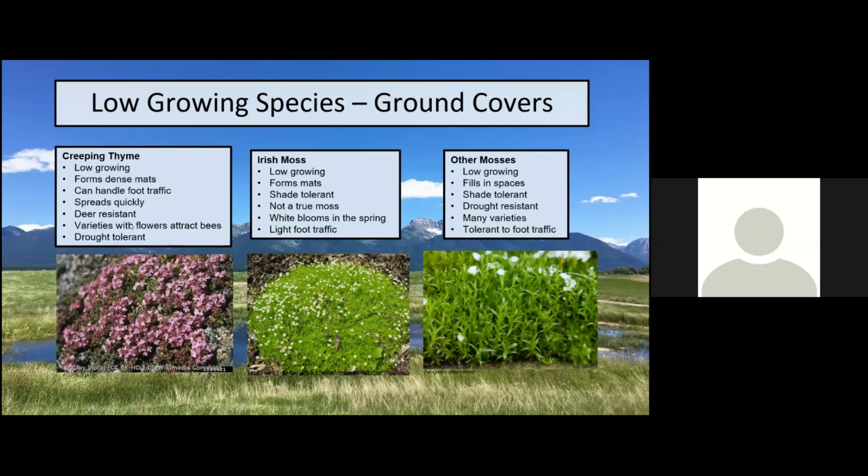And then you can put in a variety of other mosses. There's a lot of species of mosses, and there's a lot of species of native mosses to Montana. So if you were looking at going for more of a native route in your lawn, you could look into other mosses that are native to Montana, and a lot of those are fine with foot traffic, and also very drought resistant.